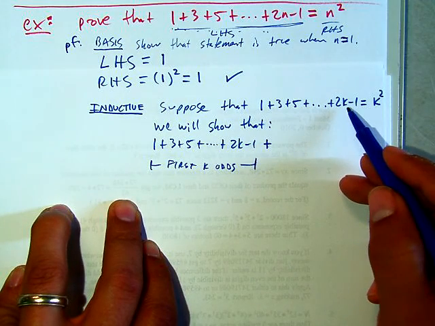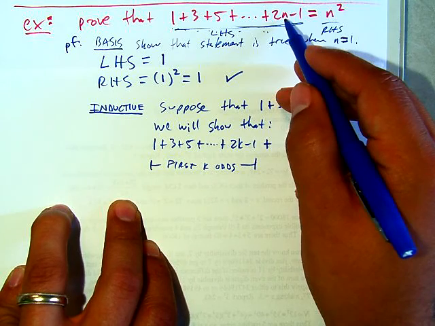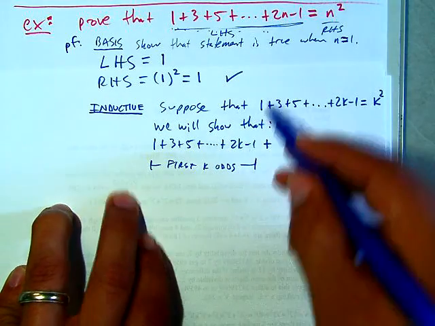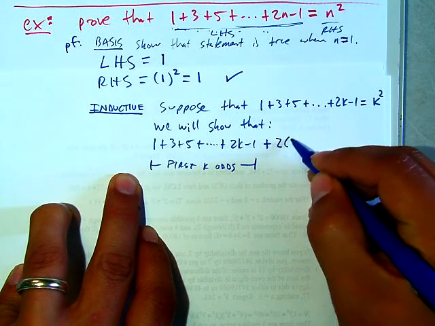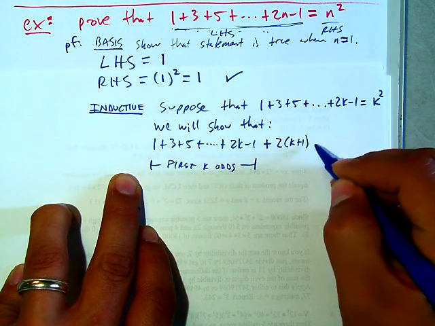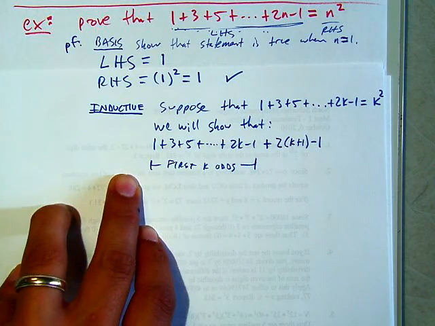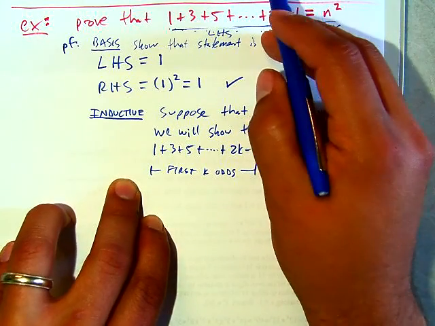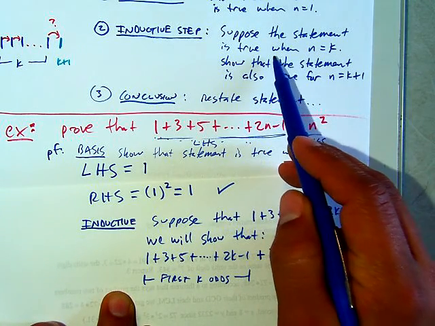So if I'm going to go up to k plus 1, that means that right here where I have the n, instead of replacing it with k, which is how I got this statement, I'm going to replace this n with k plus 1. Yes, it does matter, because that's the inductive step. We suppose that the statement works or is true when n equals k.